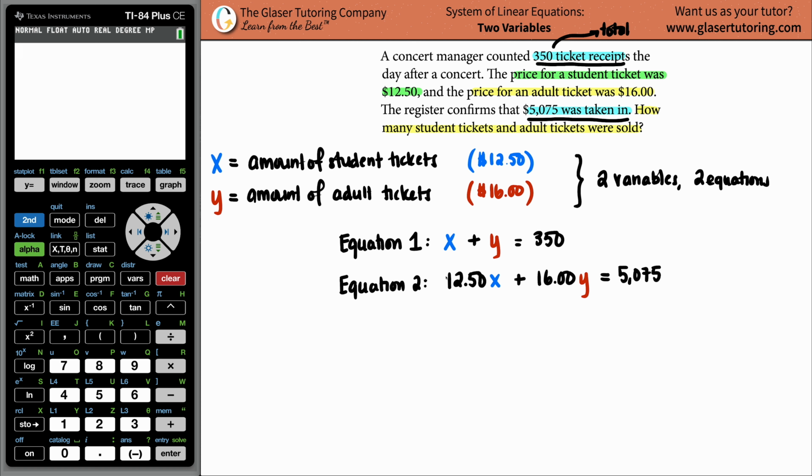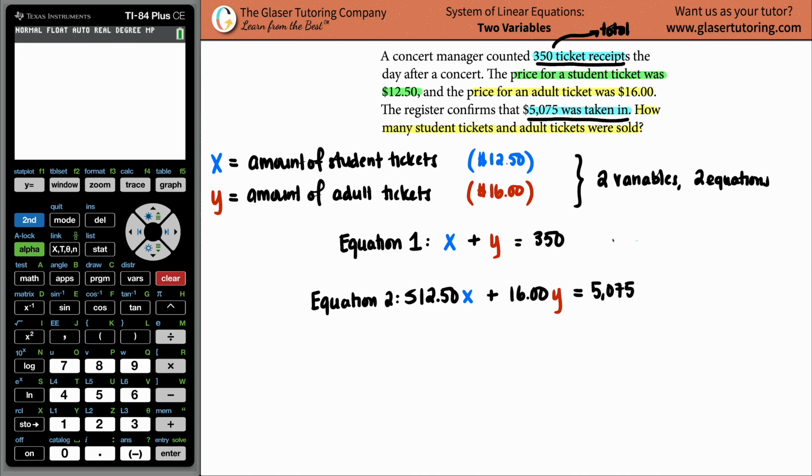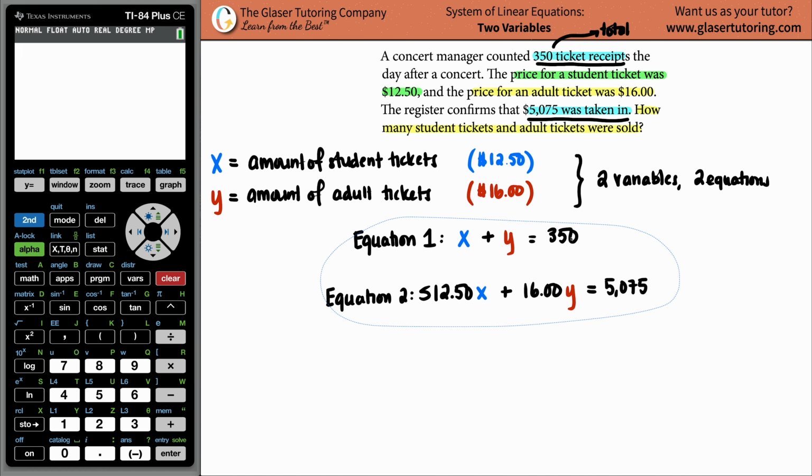Now, when you're doing money equations, you don't have to put the dollar signs. You can just strip them away and just know that you're just dealing with money here. And there you go. You have your 2 equations. Now we just have to actually solve. So this now goes with your systems of equations here.